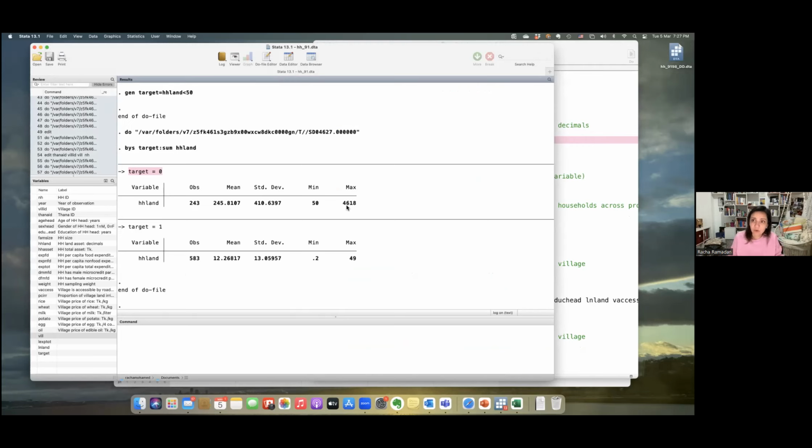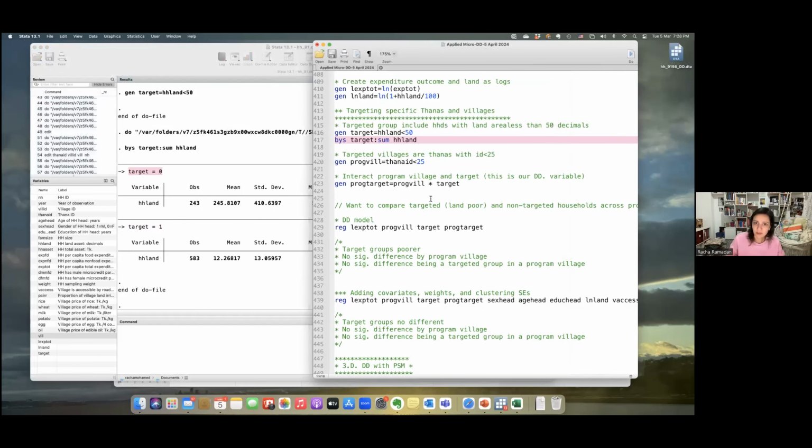This means that this household has large land, so they don't need to be targeted by the program, while this household will be targeted by the program if they have less than half an acre, which is reflected here by 50 decimals. Okay. So here, this is our participant, and these are non-participant households. So this is for the beneficiaries and non-beneficiaries.